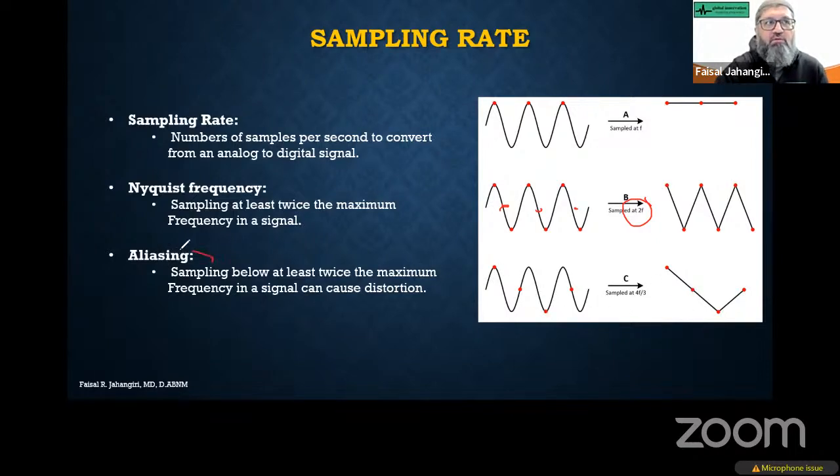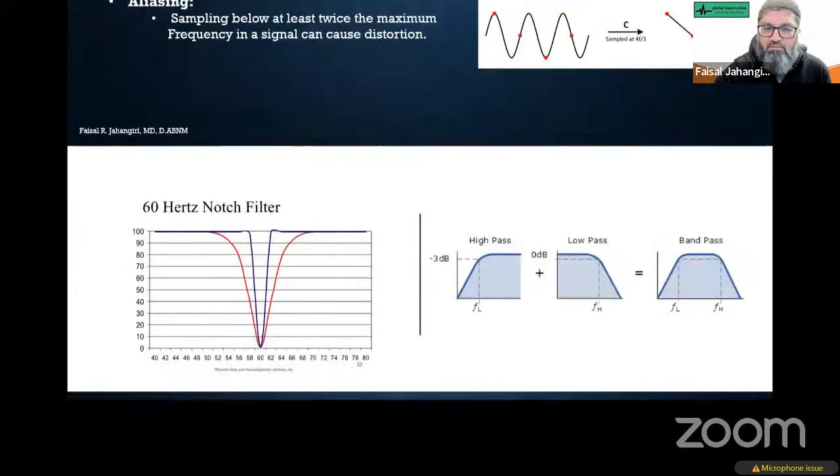This distorted signal is known as aliasing. Aliasing is when you're not sampling at least twice the maximum frequency and you distort the signal. If you sample at twice the maximum frequency, that's the Nyquist frequency. But this is the minimum sampling. It is not the maximum sampling. So you can go faster than that, but you cannot go slower than that.